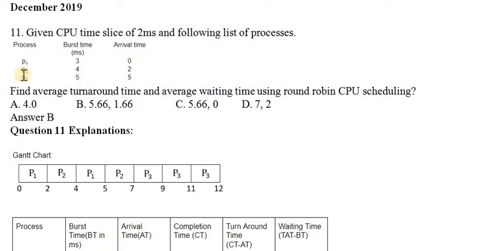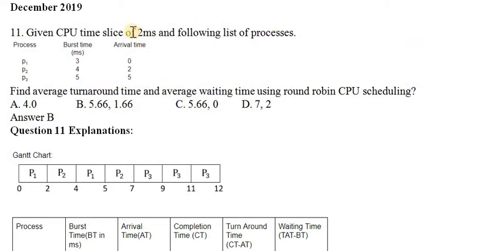Now when those processes arrive: P1 at 0, P2 at 2nd second, and P3 at 5th second. Find the average turnaround time and average waiting time using the round robin CPU scheduling algorithm.